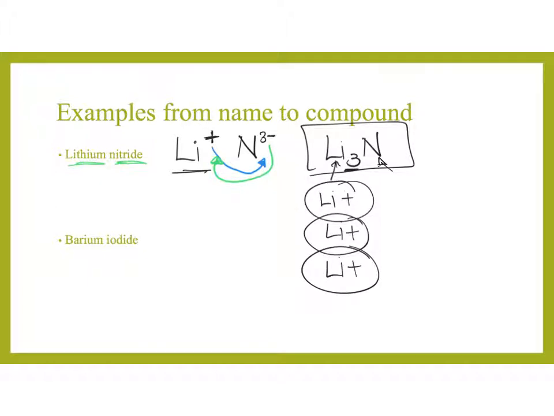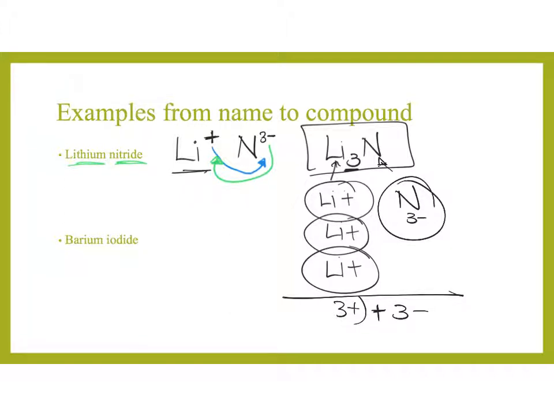Now here, this tells me that I only have 1 nitrogen. Each nitrogen is 3 negative. Do you notice that if I have 3 positive plus 3 negative, I get 0 as a final charge. Remember that compounds have no charge on them, so I shouldn't have any charge after. So that's actually why we switch the numbers around, just so that you don't think it's magic and I'm just magically switching the numbers around.